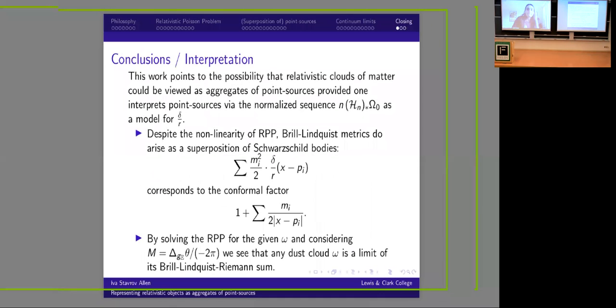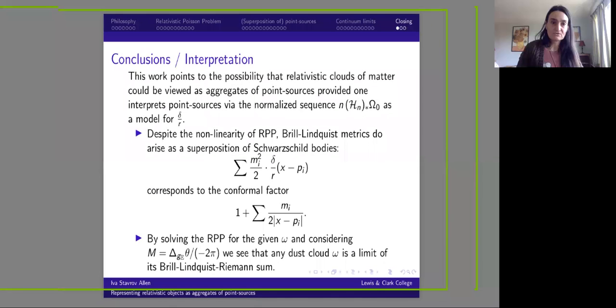Okay, maybe summing up now. So, in summary, the biggest result that I wanted to show today was that despite the nonlinearity of the relativistic Poisson problem, I did manage, in work with my students, to establish some kind of a nonlinear superposition principle for it. And it opened the door to a possibility that maybe the right model for point sources is not given by the Dirac delta, but delta over R.